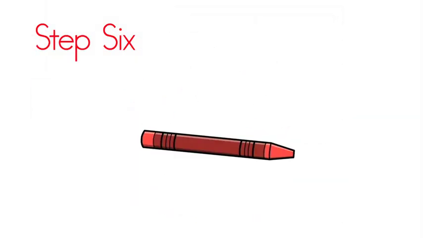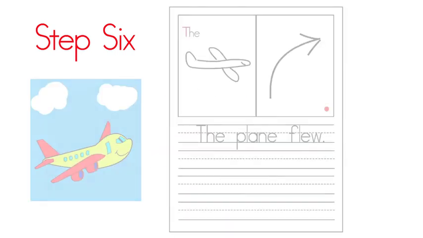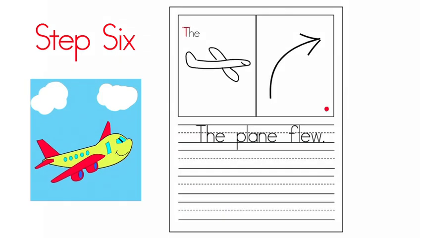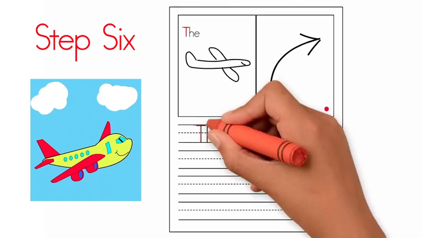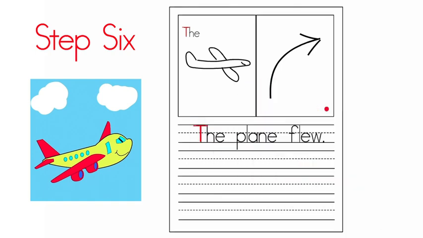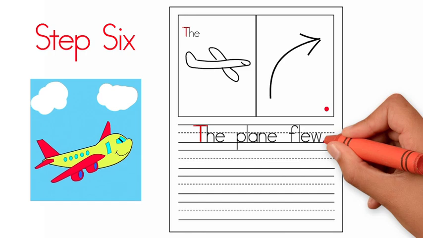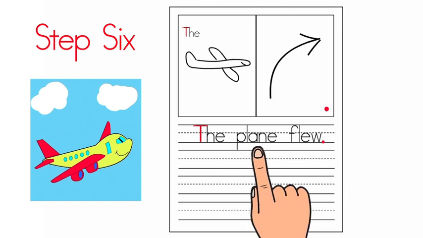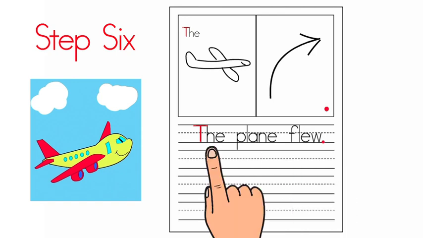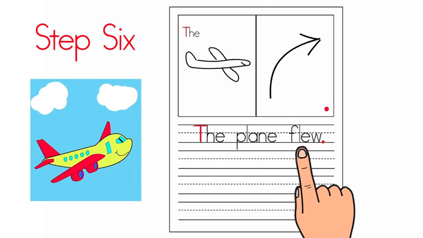Step 6. Time for the red crayon. Time to edit the sentence you've written. Go back and trace the first letter in the sentence and go to the end and mark the period to check that you have a capital and a stop. Great job! We are ready to read our sentence. The plane flew.